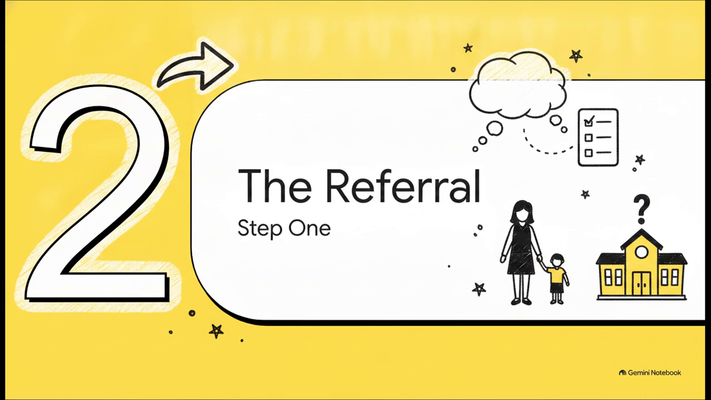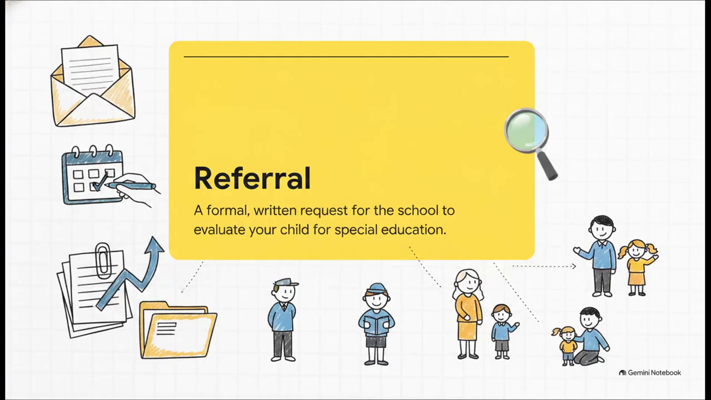Moving right along to Section 2, Step 1, the referral. So what actually is a referral? Simply put, it's a formal written request asking the school to evaluate your child for special education. And honestly, anyone who knows your child can kick this off. You can do it anytime, a teacher can do it, even doctors or therapists. But here is my biggest piece of advice for you. Always put your request in writing. Date it and keep a copy for yourself. That paper trail is absolutely going to be your best friend as we move forward.